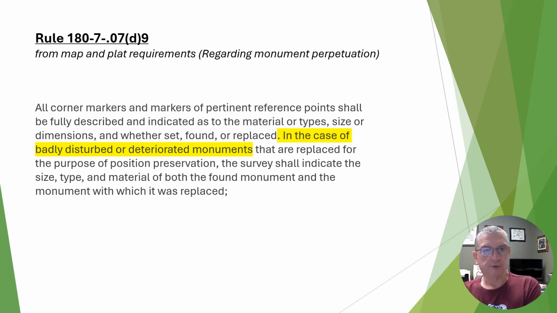All corner markers and markers of pertinent reference points shall be fully described and indicated. This is what has to go on the plat as to the material or type, size or dimensions, and whether set, found, or replaced. So what does that mean? In the case of badly disturbed or deteriorated monuments that are replaced for the purpose of position preservation, the survey shall indicate the size, type, and material of both the found monument and the monument with which it was replaced.